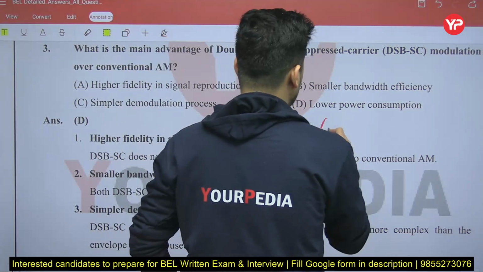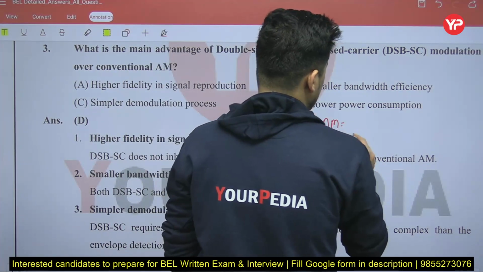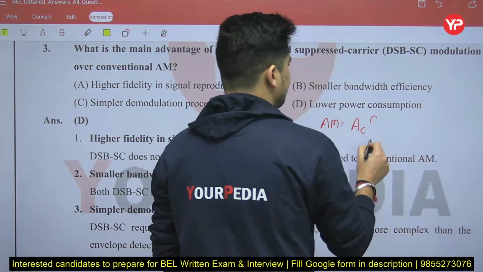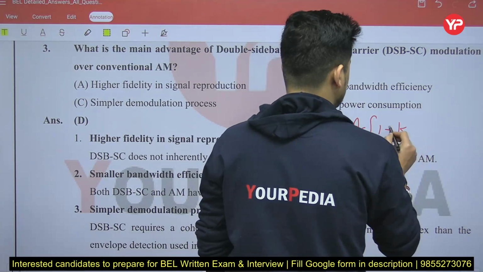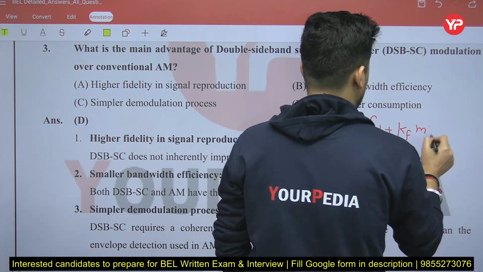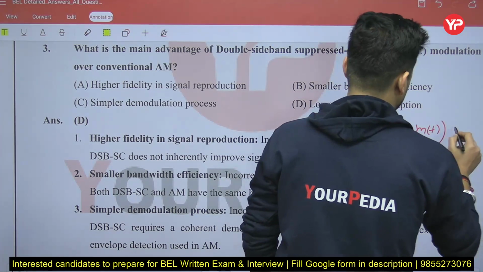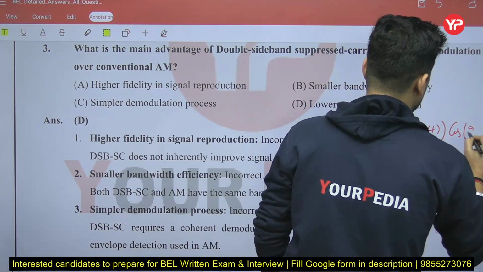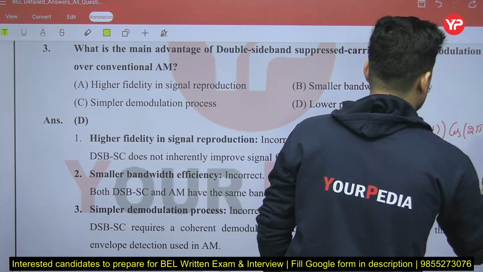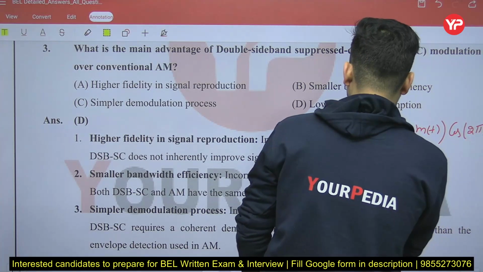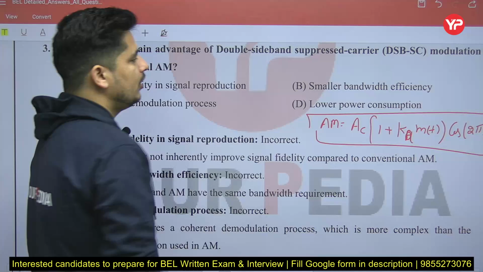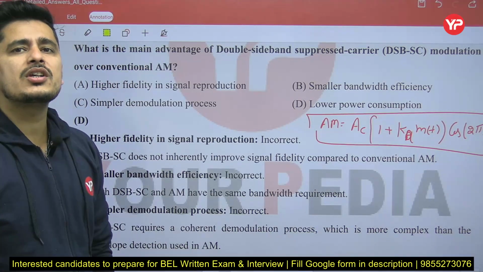If I am talking about the AM signal, it is Ac (1 + ka m(t)) cos(2π fc t). See, basically this is your AM signal. That is called the conventional AM signal.